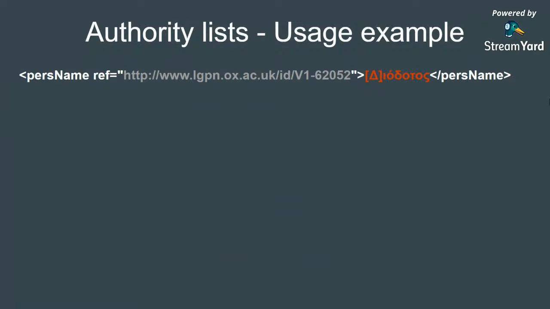Let's see some examples of authority lists. In this example that you see here, with the first name and the ref, the content of the ref is a link bringing us to the lexicon of Greek personal names, which we can use as an external authority list. So we can disambiguate by saying that this person is exactly the person this link brings us to.